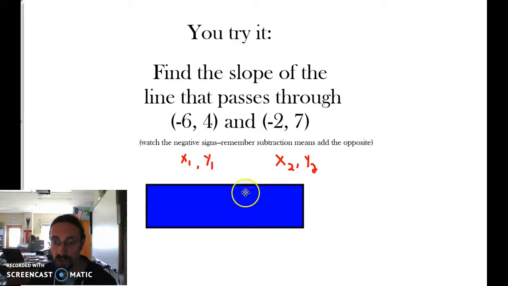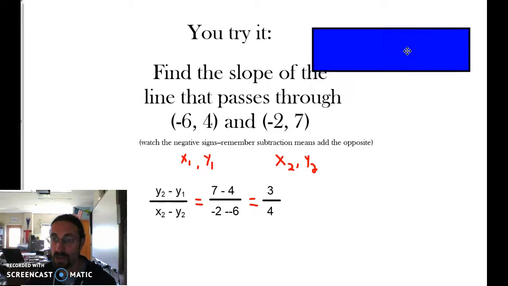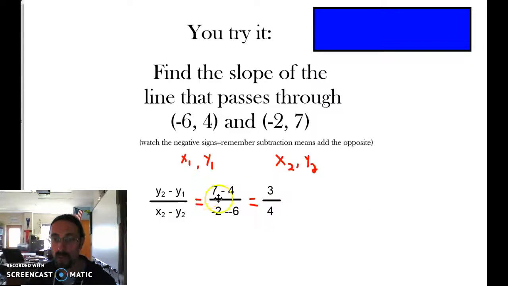All right, you're back, you've tried it. Let's see what I came up with. So y2 minus y1, I chose these as my point 1 and point 2. I've got 7 minus 4 is 3. Negative 2 minus a negative 6 is negative 2 plus 6, which is 4. So you should have gotten a slope of 3/4.